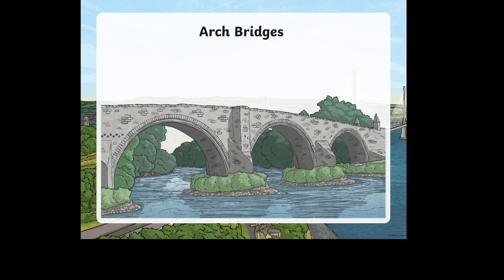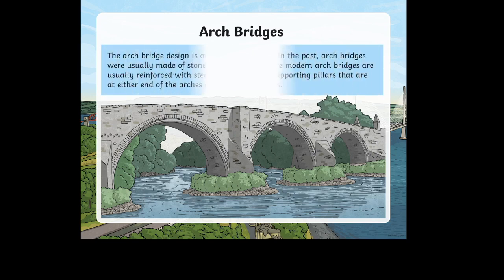So the first type of bridge I want to look at is called an arch bridge. It's called an arch bridge because, funnily enough, it's got arches in it. This one is made of stone. Let's find out a bit more about them. The arch bridge design is 3,000 years old. In the past, arch bridges were usually made of stone, brick, or wood. More modern arch bridges, which means bridges that are made today, are reinforced with steel or concrete.